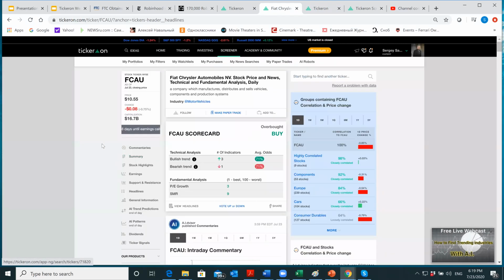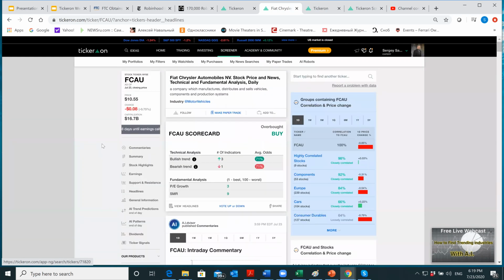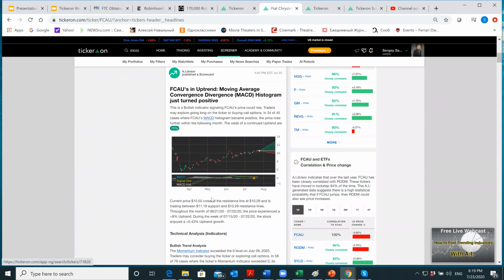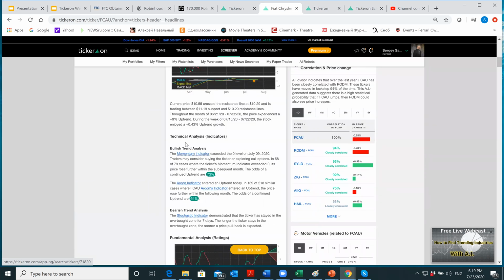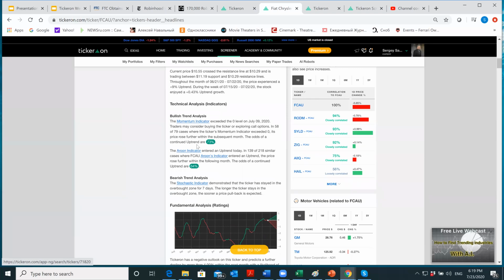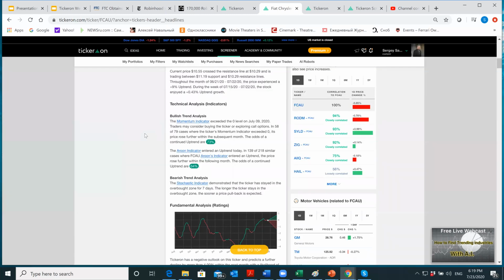In order to read more about this Chrysler Fiat, FCAU, you get to this article. That's where we give you all the explanation of how we analyze. For instance, let's look at the technical analysis. The momentum indicator says there's a 73% chance it's going to go up. Our own indicator is also up. If we want to find out what momentum is, we can read about the momentum indicator right here, in just one click. You don't need to go anywhere just to read.